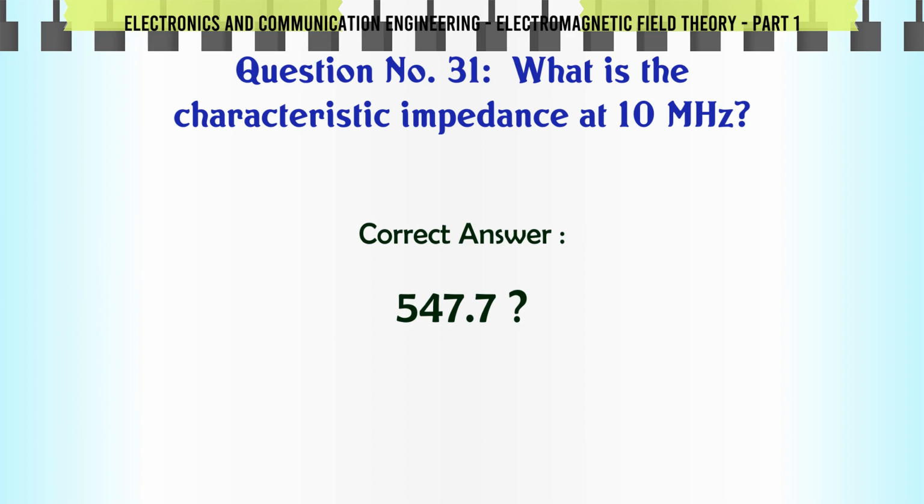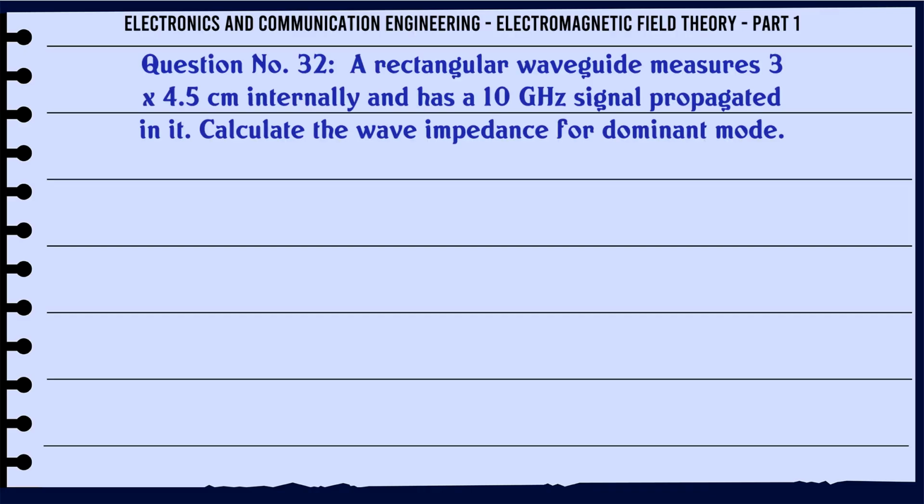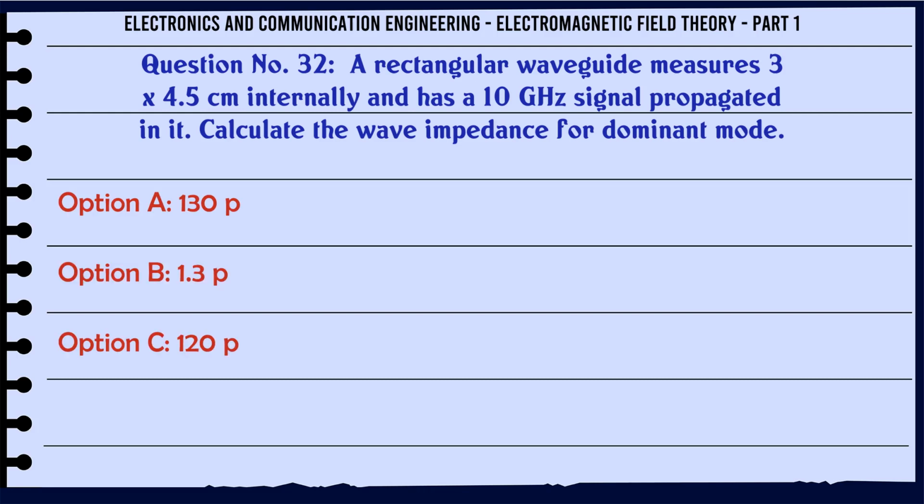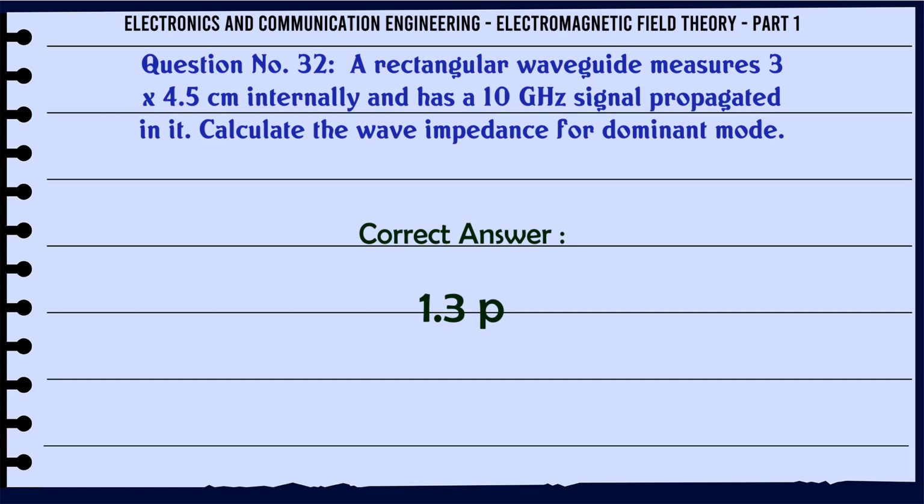547.7. A rectangular waveguide measures 3 by 4.5 cm internally and has a 10 GHz signal propagated in it. Calculate the wave impedance for dominant mode. A, 130π; B, 1.3π; C, 120π; D, 12π. The correct answer is 1.3π.